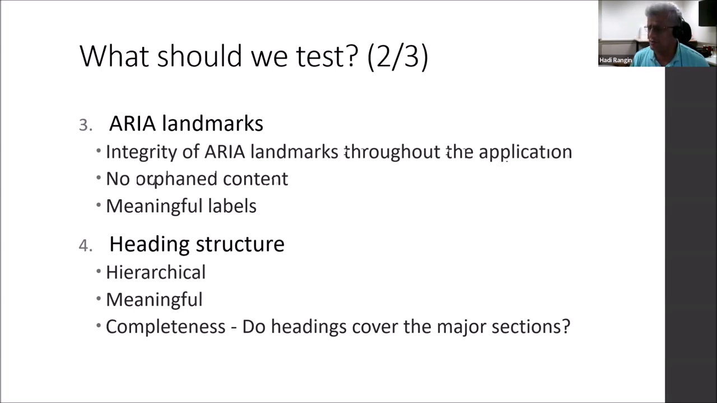Then the next important element of accessibility is the headings. While regions help us to understand the overall structure of the application, headings are the means to help us to understand the structure of the content. So we use headings to structure our content. In HTML, we have six levels of headings, heading 1, 2, through level 6.